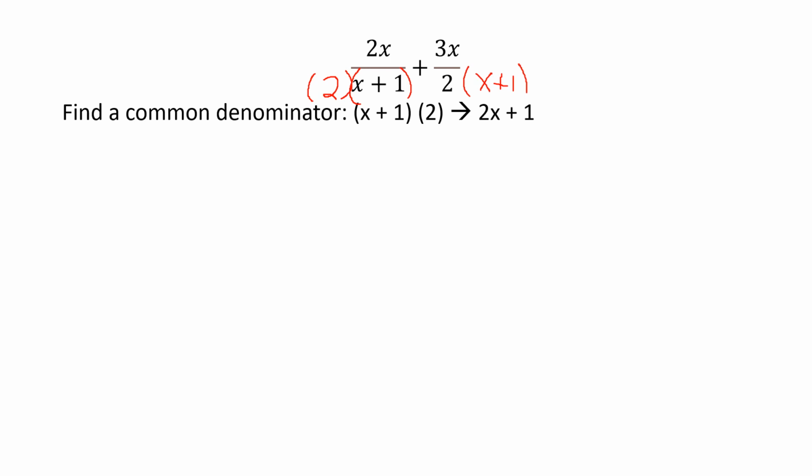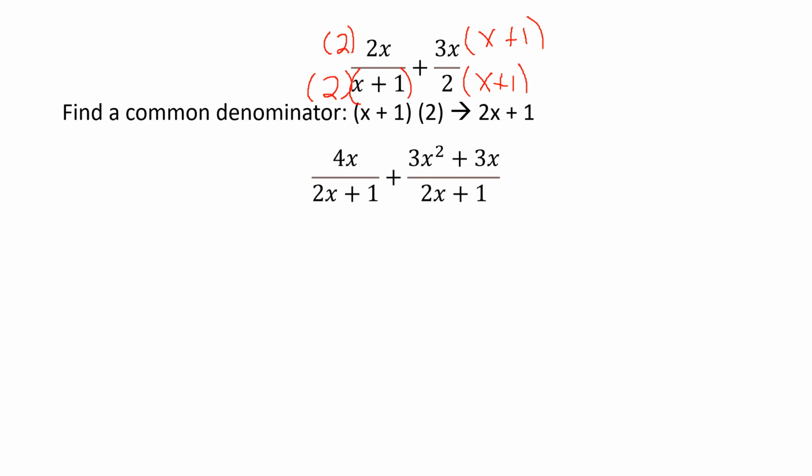So remember, whatever you do to the bottom of a fraction, in order to keep the value the same, we have to do the same thing to the top. So if I am multiplying the bottom by 2, I have to multiply the top by 2. If I'm multiplying the bottom by x plus 1, I have to multiply the top by x plus 1. So then I just multiply it.